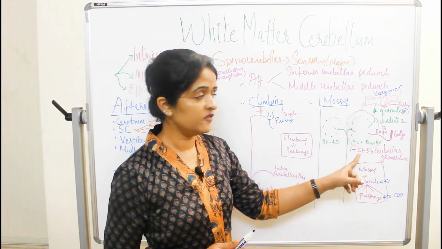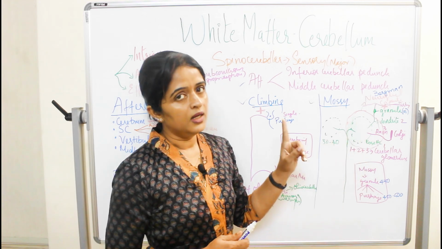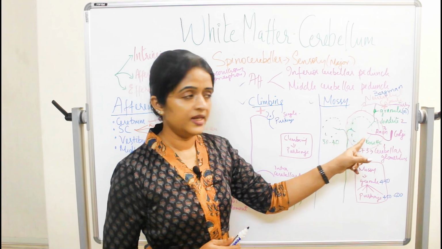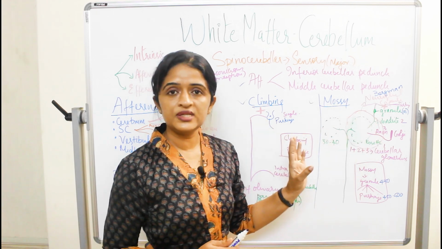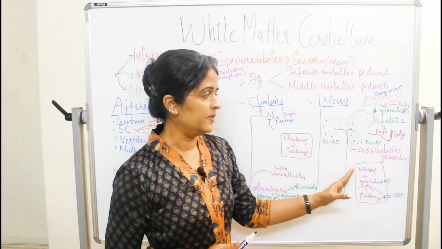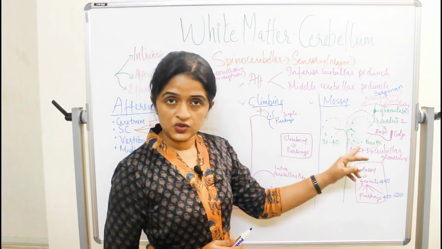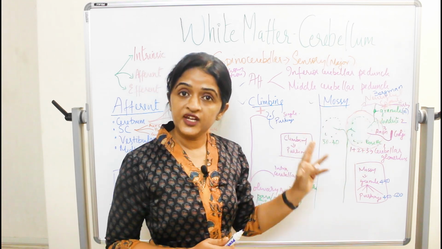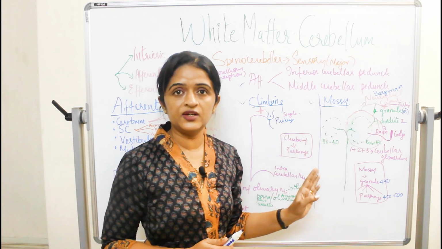It is made up of one rosette out of the 30 to 40 rosettes of a single mossy fiber. Then you have the axons of the Golgi cell and the dendrites of the granule cell. So it is said that one mossy fiber will have 30 to 40 rosettes, and each rosette will be synapsing with almost 15 granule cells, with the dendrites of the 15 granule cells.